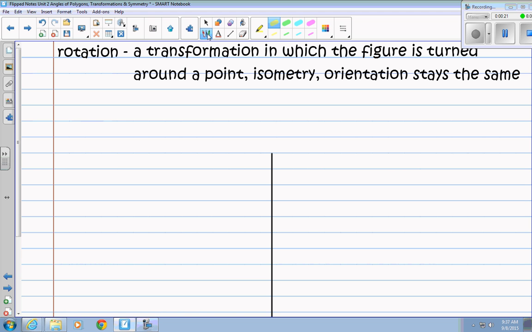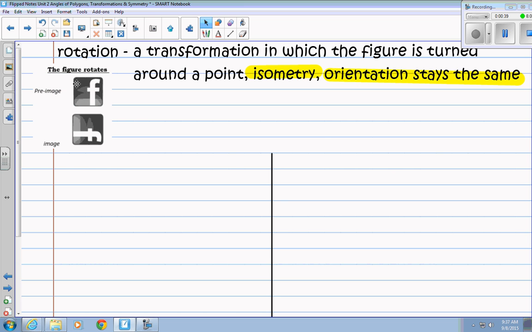A rotation is also an isometry, just like the translation, the reflection, and the glide reflection. The orientation does stay the same. So far, the only transformation we've seen where the orientation changes is a reflection. All right, so this is a picture of a rotation where we have our pre-image and then the image has been turned. So we have a few different ways that we're going to rotate figures.